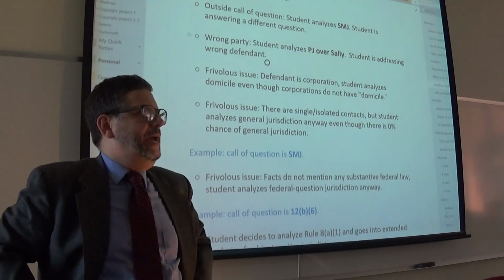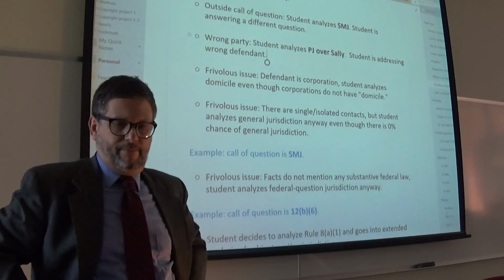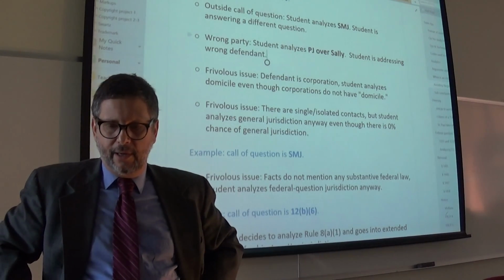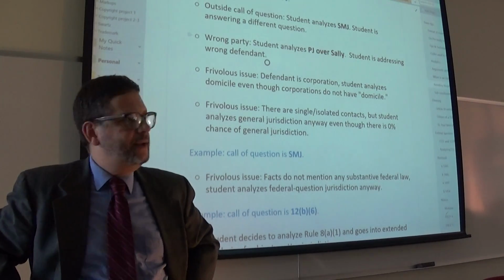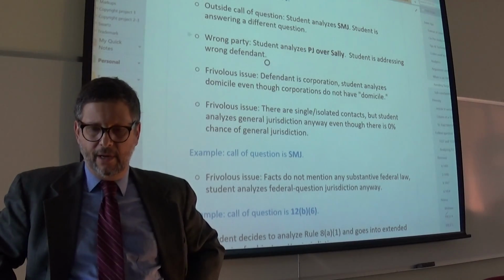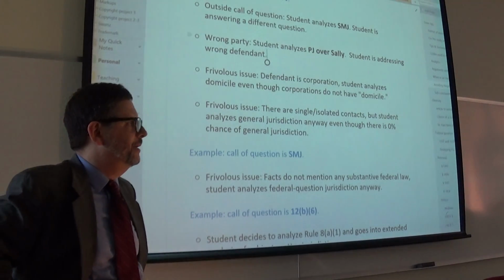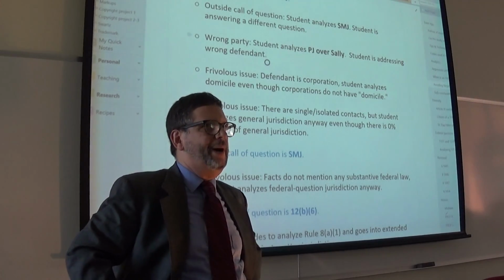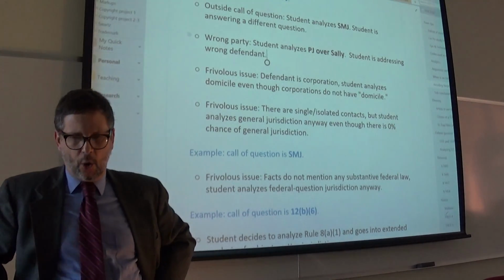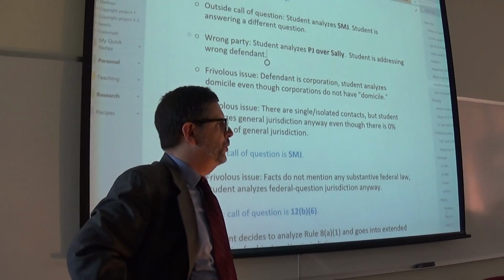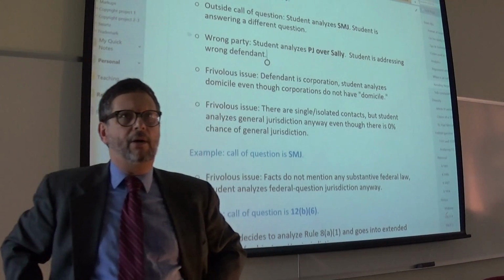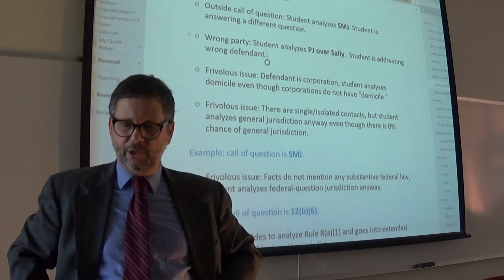The call of the question is PJ. The student analyzes SMJ. That's clearly outside the call of the question. Wrong party. Student analyzes PJ over Sally. Student is addressing the wrong defendant. Or frivolous issue, right? Now here's something that falls within the call of the question, but is nonetheless frivolous. Suppose the defendant is a corporation, and then the student goes into a domicile analysis. Well, that's frivolous because corporations do not have domicile. They have places of incorporation and a principal place of business.